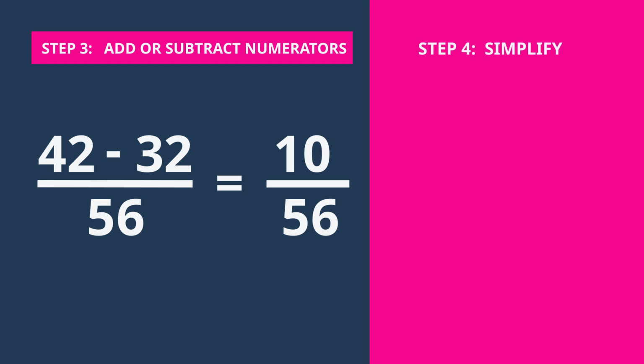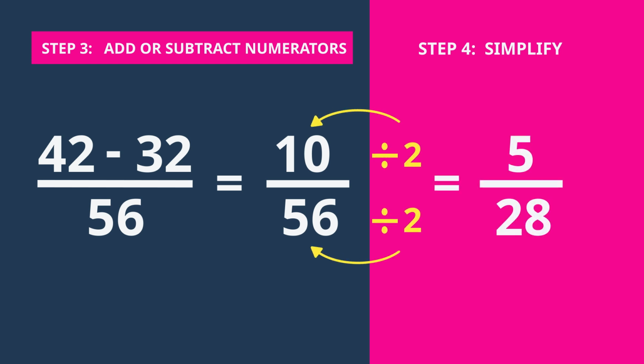Step 4. Simplify the fraction. Always check if your final answer is in the simplest form. We can see that 10/56 can be divided by 2 again, which will give you 5/28. Great job, you have just successfully subtracted a tricky fraction.